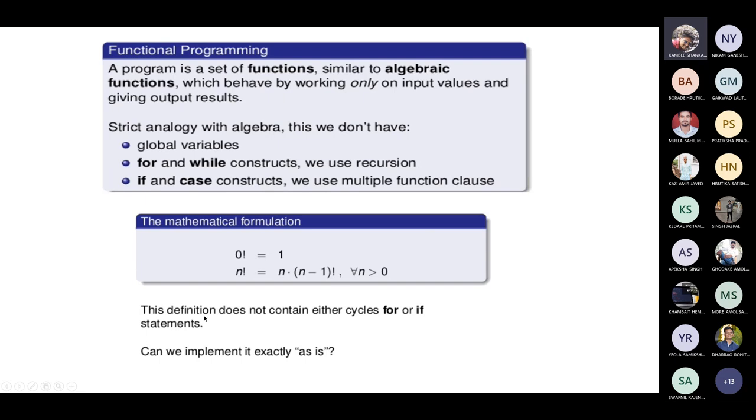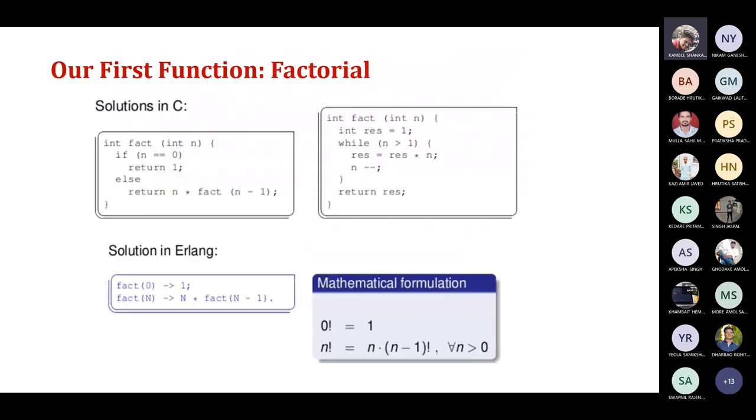So now this mathematical formulation does not contain either cycles, for or if statements. Does it contain any? It does not have any if statement. So how do you know what is the value of n, or how many times this is going to get repeated? So can we implement it exactly as is? Just as what we have written in the mathematical formulation, can we use the same thing in Erlang? So that part is very important. So let's write the first function, which is factorial.